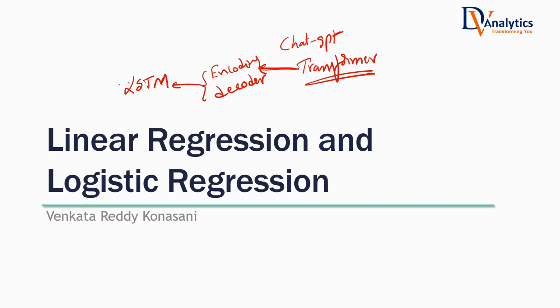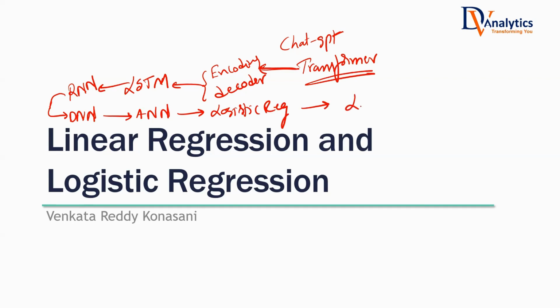Now, long short-term memory is an advanced version of something called recurrent neural networks. Recurrent neural network is one of the deep neural network algorithms. Deep neural network is a specialization of artificial neural network. Artificial neural network can be understood if you look at something called logistic regression. Layered logistic regression is artificial neural network. To understand logistic regression, we have to understand linear regression. So to reach a large language model, this is the path that we have to follow.